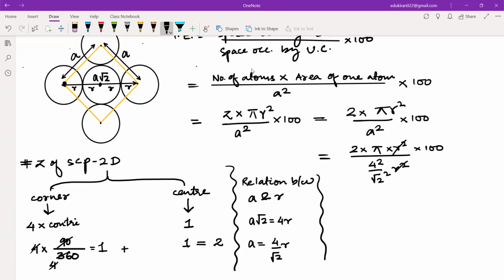So r square and r square will cancel out. And here we have root 2 square, which will give me 2. So this 2 and this 2 can be cancelled. And you will get pi upon 4 fours are 16 into 100. Did I miss anything? I hope I did not. Okay, so please calculate this.